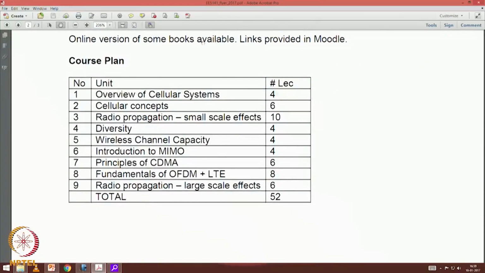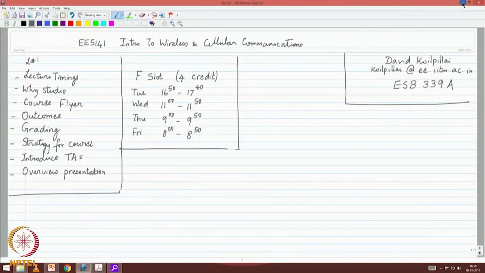The course plan is given in the flyer. You can take a look at it. It sort of tells you approximately how much time we will spend. The total course is 56 lectures. We have a buffer of 4 in case we need to spend a little extra time on any of the units. So that is a quick run through of what the course outline is going to be.